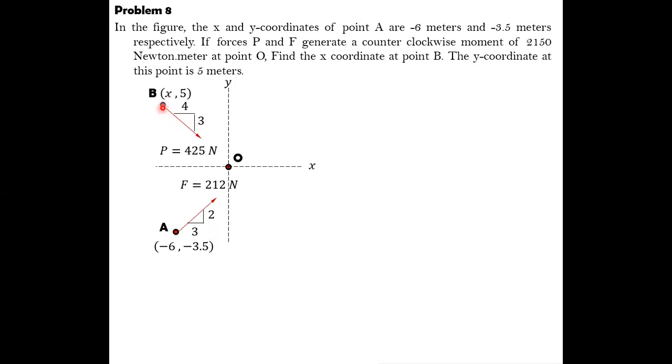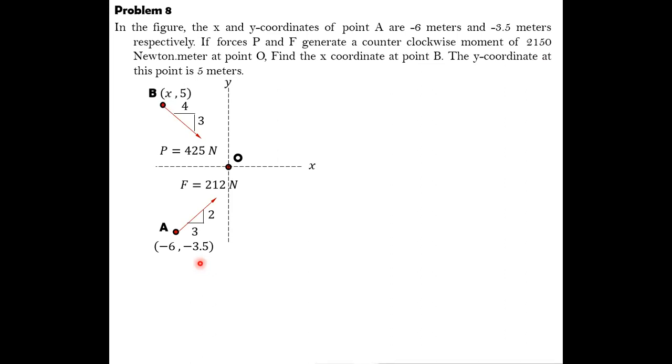Okay, so this is point B. So the directions are in terms of coordinates. Now at point B, the x coordinate is unknown. So we used variable x to denote it, and then its y coordinate is 5. And the next is at point A, these are the coordinates. The x is -6, and then the y coordinate is -3.5.